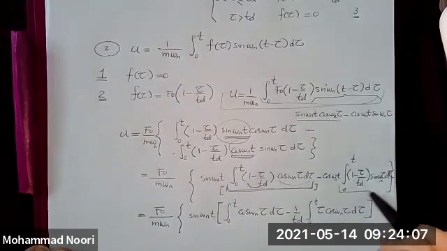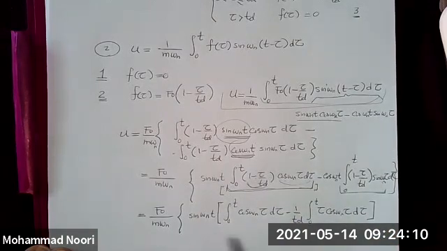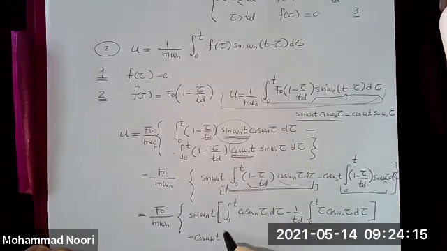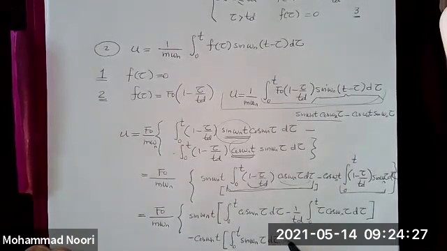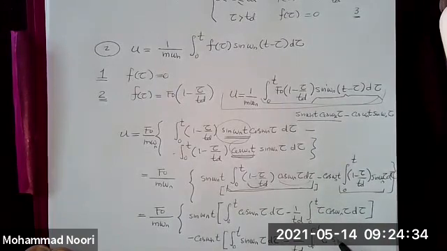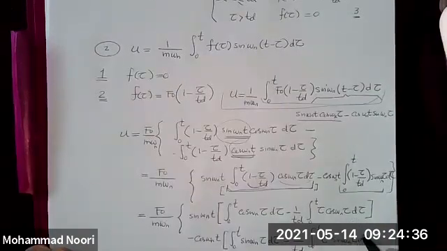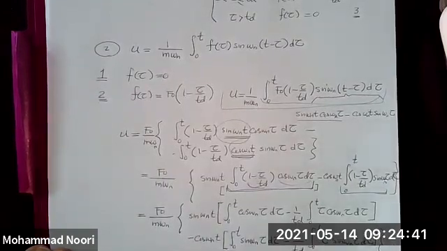For the second integral, you have minus cosine omega n t times integral from 0 to t of sine omega n tau d tau, minus 1 over t_d integral from 0 to t of tau sine omega n tau d tau. Any questions?